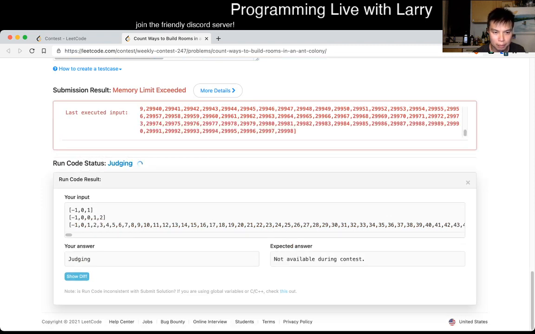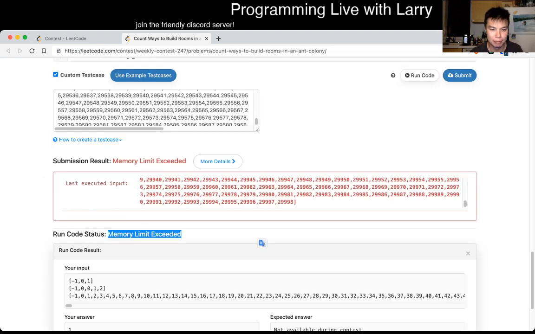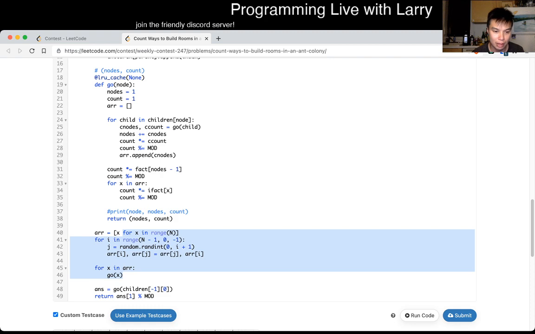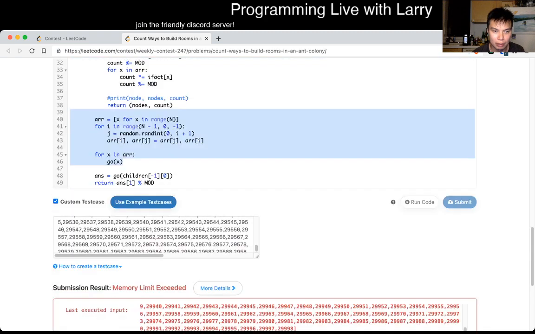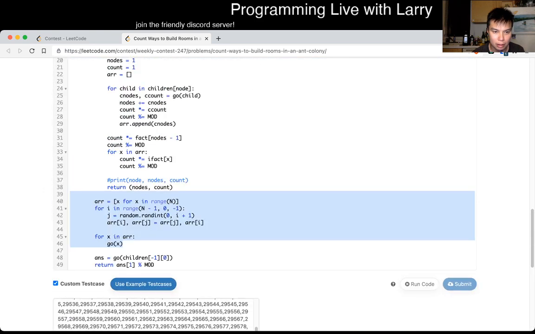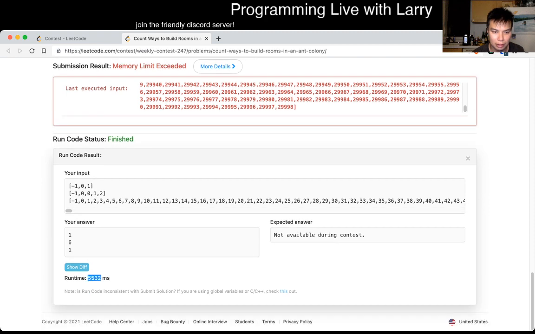Is that too slow? Still memory limit exceeded. Come on. This is not tested against Python at all. I feel like the way that I did is roughly as good as it gets, to be honest. It still takes 5 seconds.